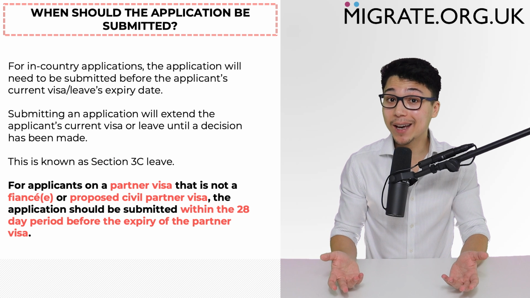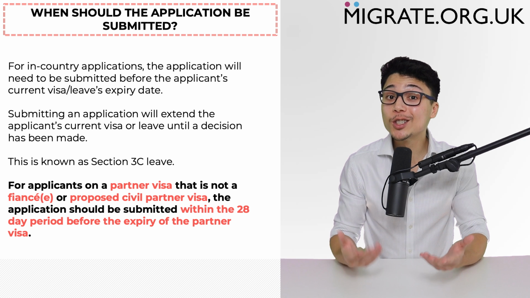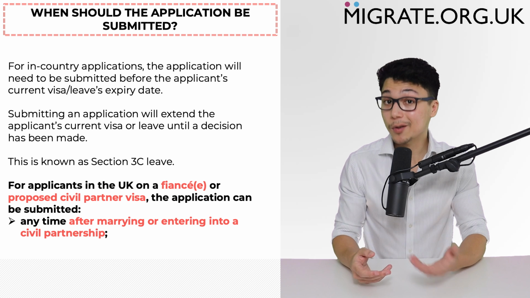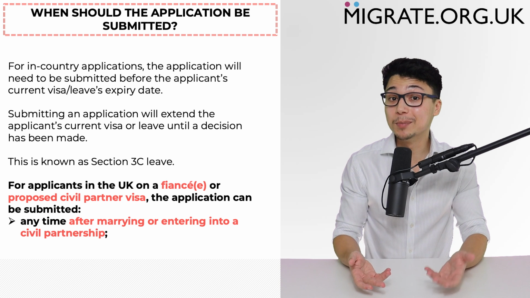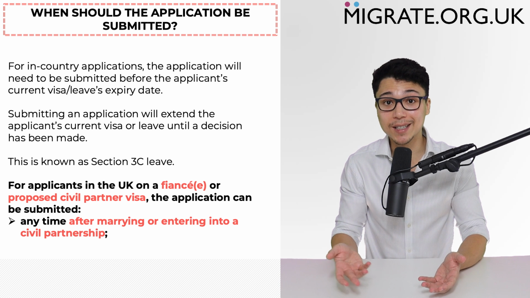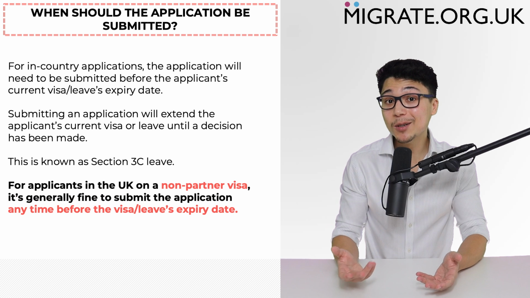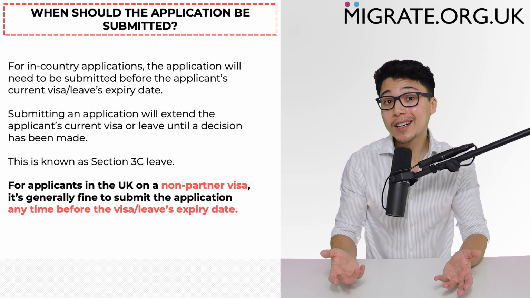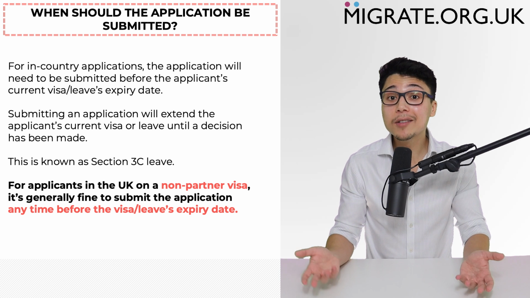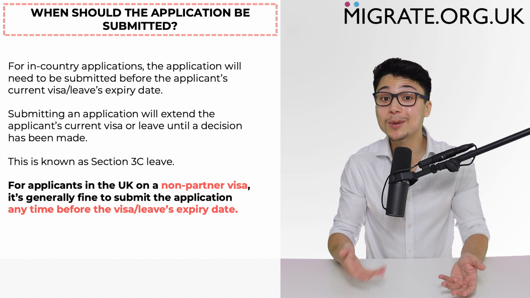For applicants in the UK on a partner visa that is not a fiancé or proposed civil partner visa, the application should generally be submitted within the 28-day period before the expiry of the partner visa. For applicants in the UK on a fiancé or proposed partner visa, the application can be submitted any time after marrying or entering into a civil partnership, but before the 6-month visa expires. And for applicants in the UK on a non-partner visa, it's generally fine to submit the application at any time before the visa's or leave's expiry date, preferably at a time that you don't foresee the applicant leaving the UK within 6 to 8 weeks for reasons we'll discuss later.